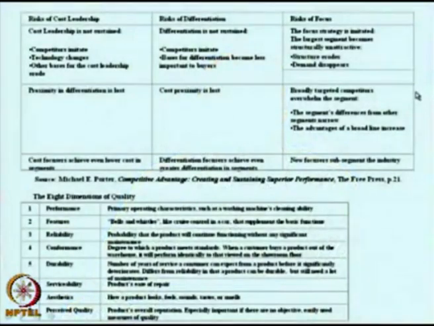The third dimension of quality is what is called conformance. What is conformance? Degree to which a product meets standards. What do you mean by this? When a customer buys a product out of the warehouse, it will perform identically to that viewed on the showroom floor. So, what you exhibited in the showroom and the performance of the product outside, both should be identical.